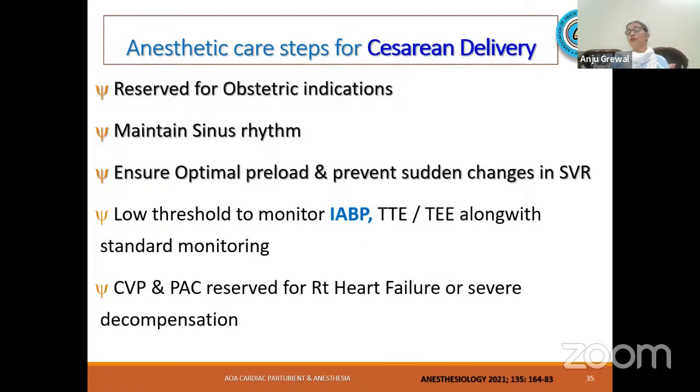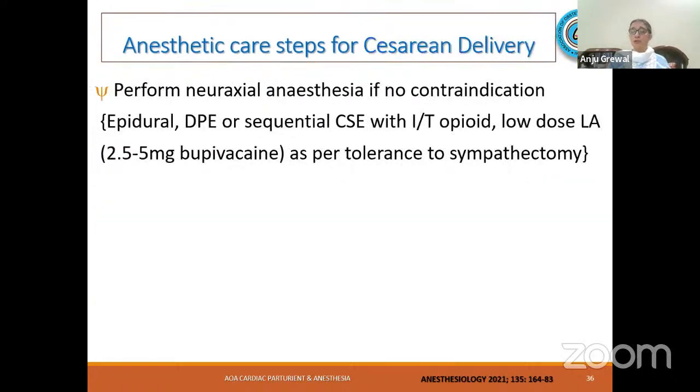Rather, I believe it should be mandatory to place an intra-arterial blood pressure monitoring up there for these mothers. And if you are going for GA, of course, you can have TEE along with your standard monitoring, other monitoring that you employ for these mothers. A central venous line and a pulmonary artery catheter are reserved for cases where there is severe decompensation or right heart failure, and are not normally employed in usual care.